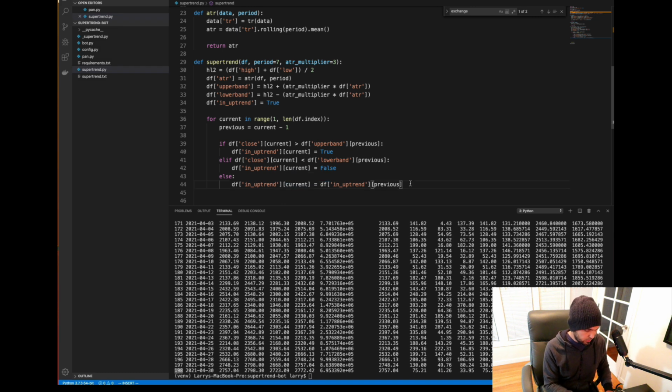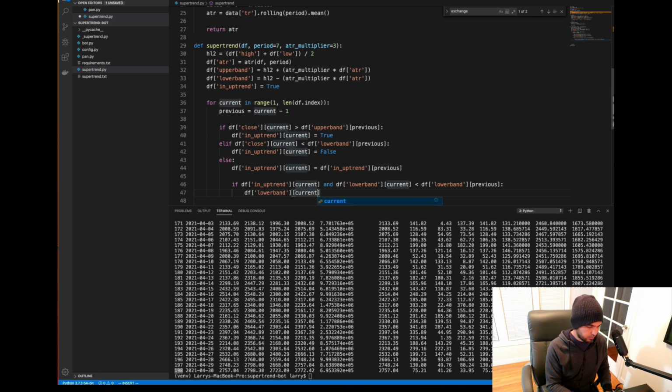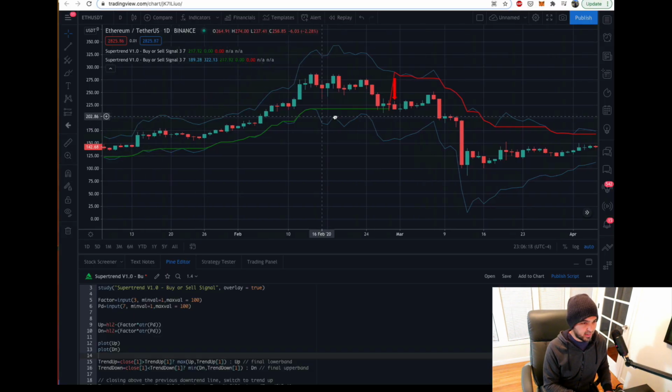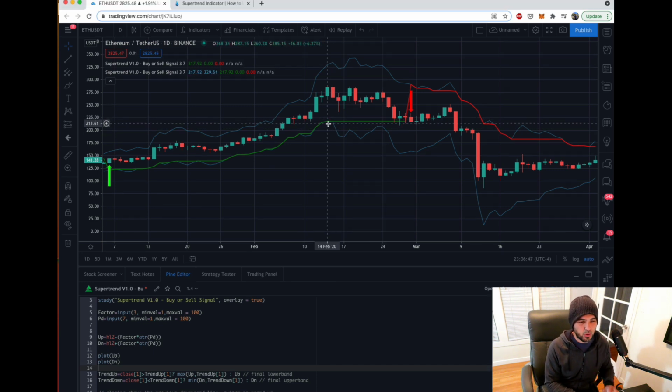So to do that, all I need to do is in this else, I'm going to say if df in uptrend, okay? So if we're in an uptrend for the current bar, and df lower band current is less than df lower band previous, then df lower band current equals df lower band previous, okay? And what that does is it calculates this flattening portion here. So what it says is if the lower band is going lower, then just set this final lower band equal to the same as it was previously, right? Otherwise, if it's going higher, then the lower band is going to keep moving upwards, right? So this lower band is moving upwards, but if it goes downwards, then set it to the previous one. And that's what causes the final lower band to be flat, okay?